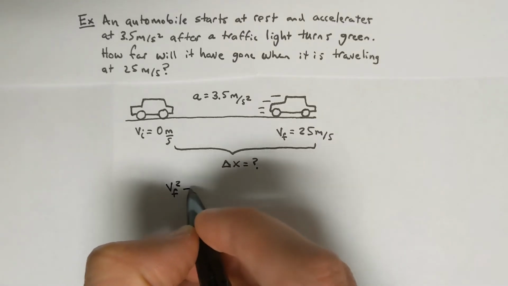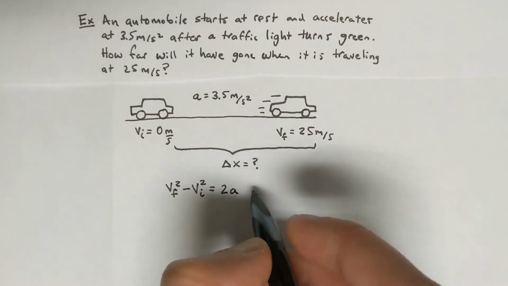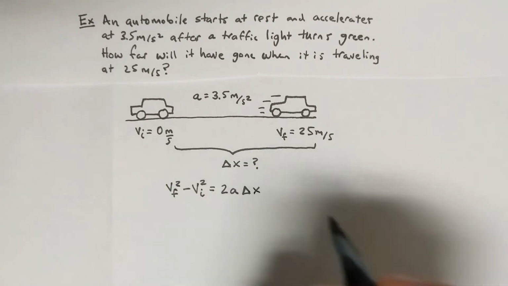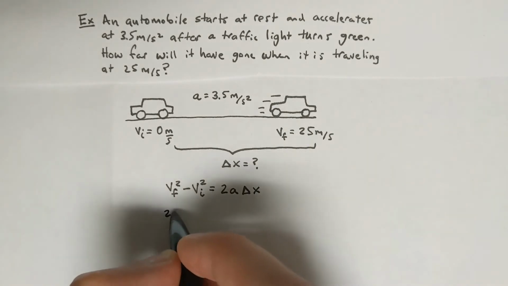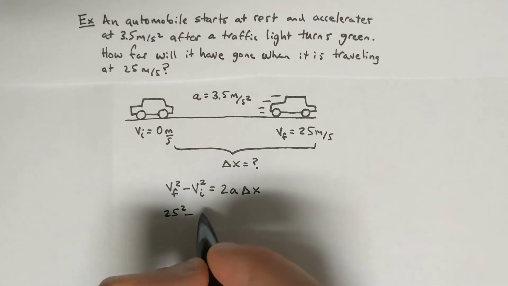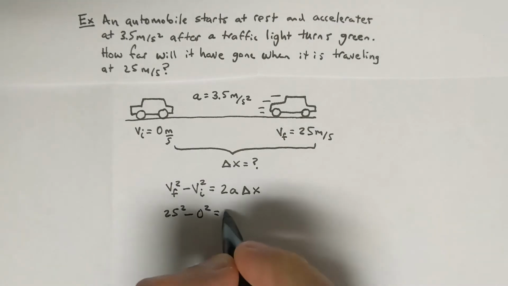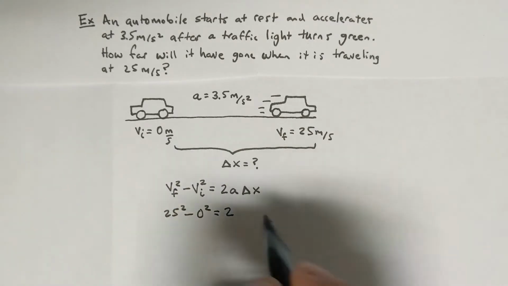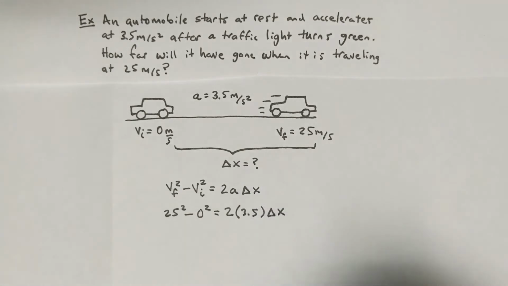V final squared minus V initial squared equals 2 times the acceleration times the displacement. So let's substitute in our values. The final velocity is 25. So 25 squared minus the initial velocity is 0, so 0 squared, equals 2 times the acceleration, 3.5, times the displacement, delta x, which we don't know, so we're just going to leave it as delta x.